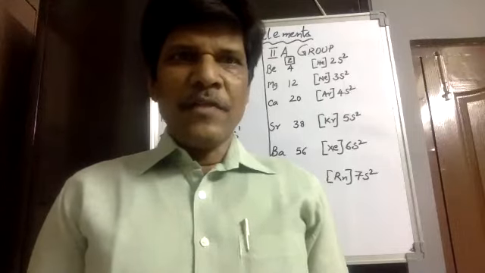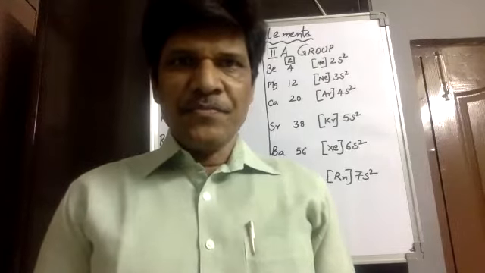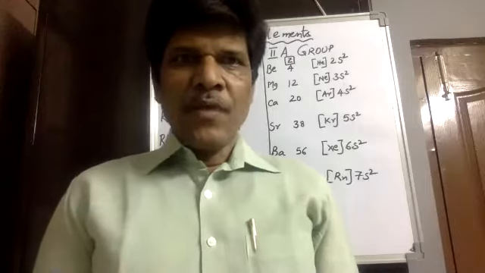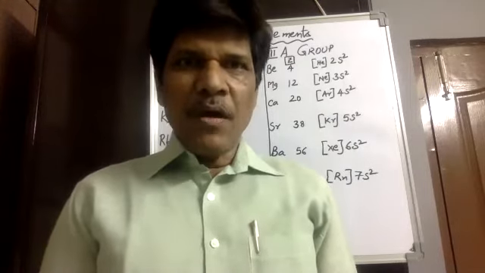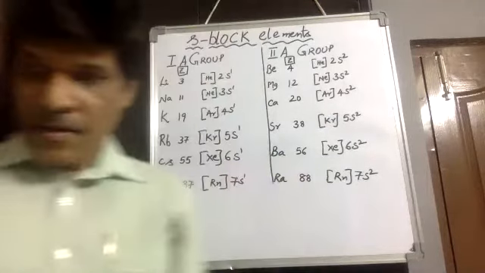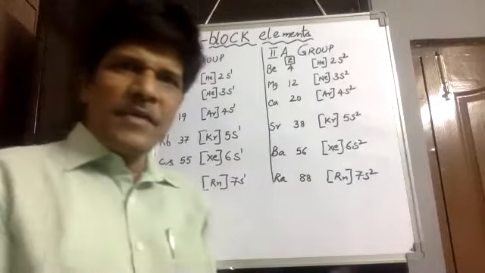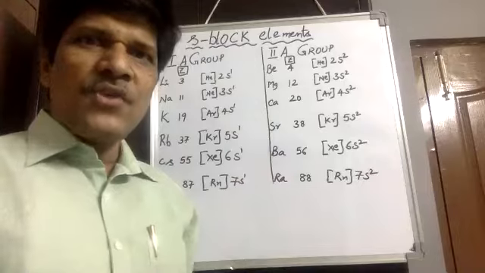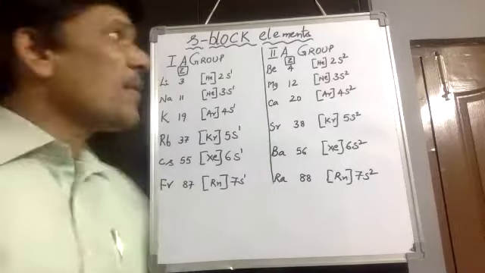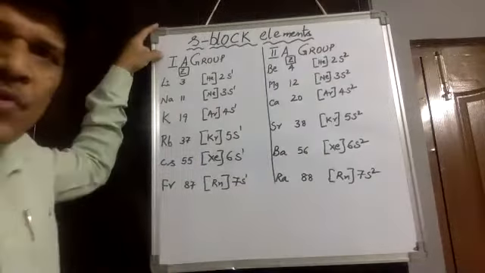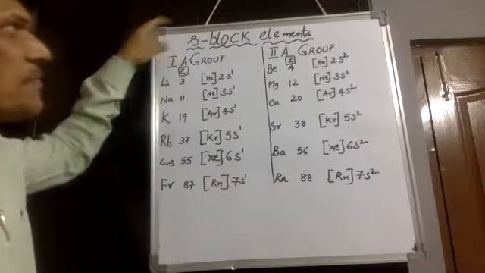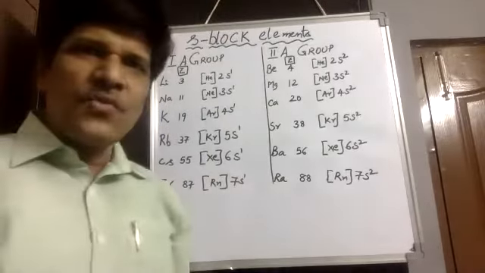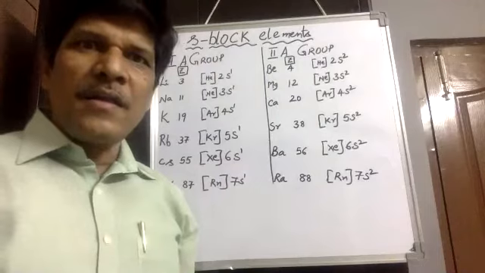Today we are dealing with S block elements. S block elements include 1A as well as 2A group elements. 1A group elements are also called alkali metals. 2A group elements are also called alkaline earth metals.